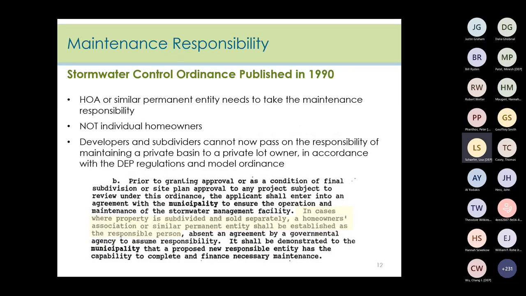The model stormwater control ordinance stated that an individual owner of a single lot in a development cannot be responsible for the maintenance of the stormwater management system of an entire development. The responsible party must be a homeowners association or similar permanent entity. And we'll take a look at some examples of this a little later on in this presentation, so just keep that in mind.